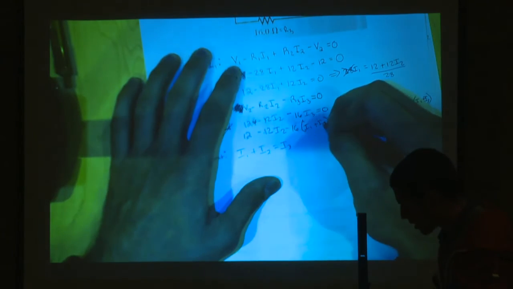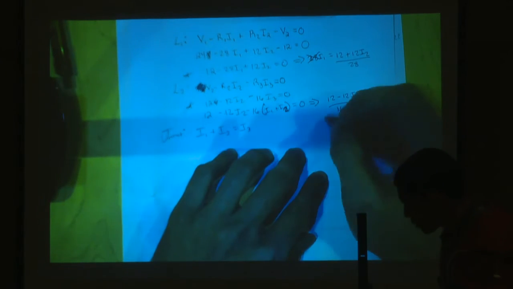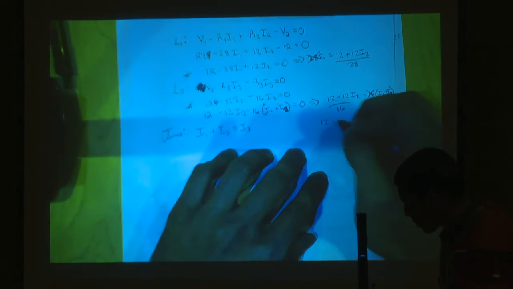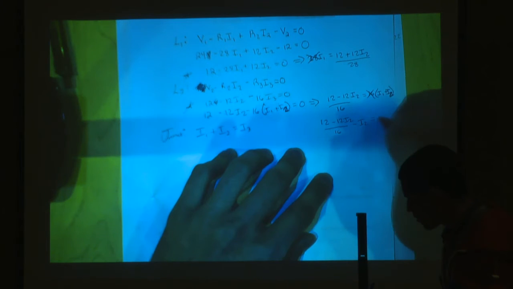So you put I1 plus I3 in? Yeah, I2, okay, my apologies. Divide the 16, subtract the I2, thus we have 12 minus 12 I2 over 16 minus I2 equals I1.